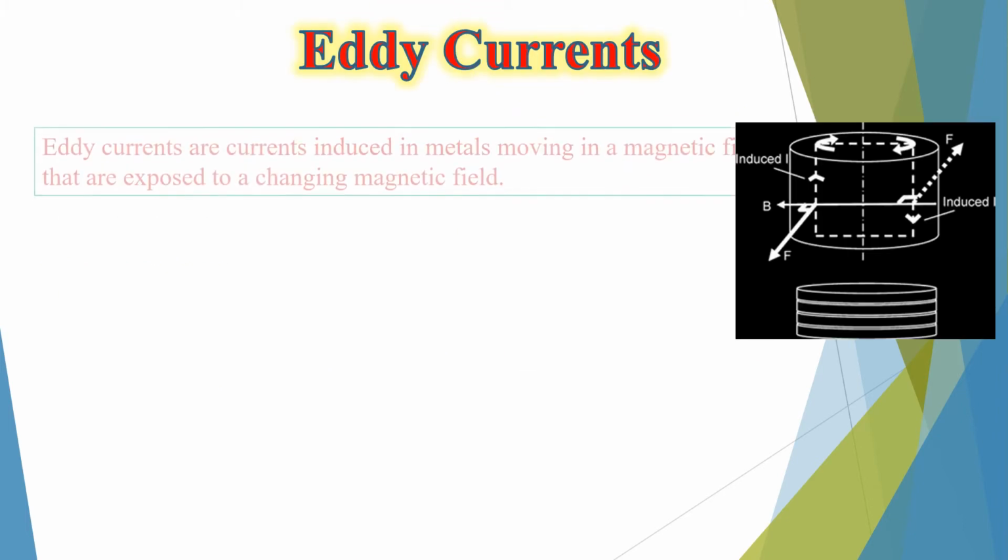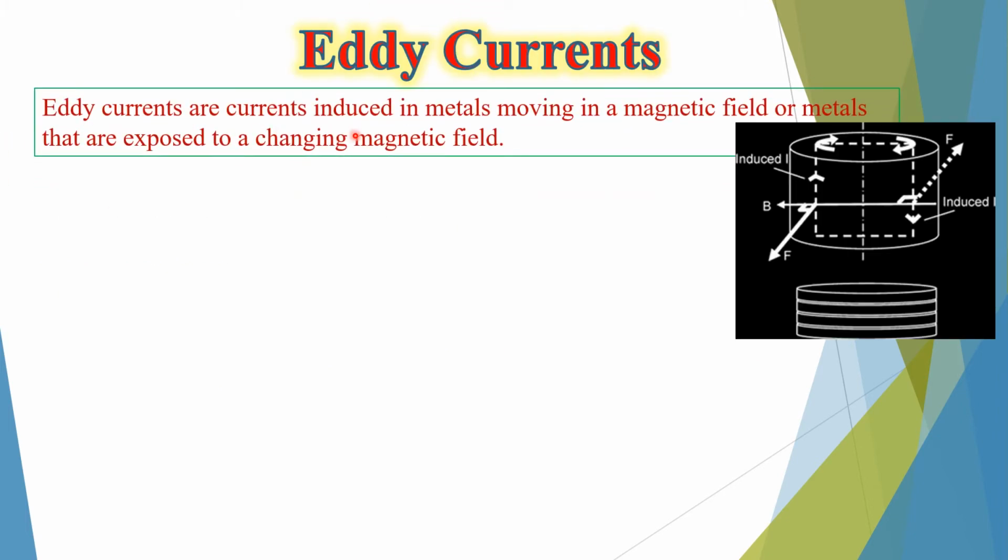Eddy currents. Eddy currents are currents induced in metals moving in a magnetic field, or metals that are exposed to a changing magnetic field. So when a conductor is moving in a magnetic field, flux will be changed through that conductor, and the current induced is known as eddy currents in that conductor.